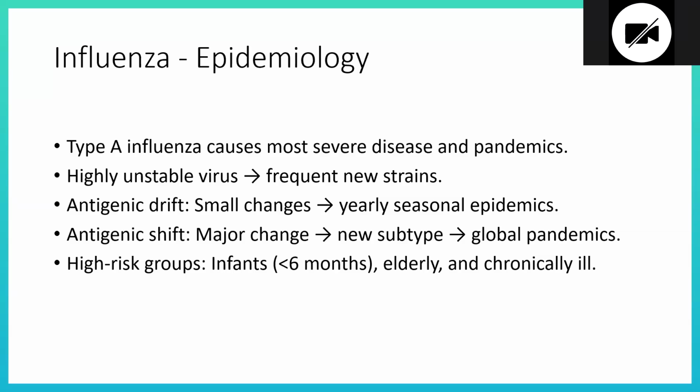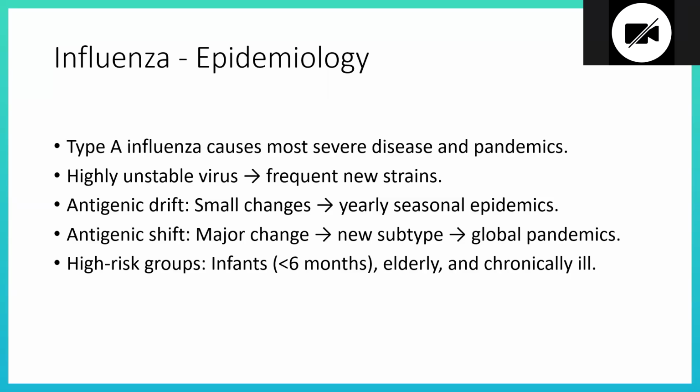So it's the type A influenza that causes the most severe diseases and pandemics. It's a very unstable virus, and there are new strains every year due to antigenic drift and antigenic shift. So antigenic drift is when we get small changes, and that usually gives us different strains each year, which is why you have to keep getting a new vaccine every year, because there are new strains out each year.